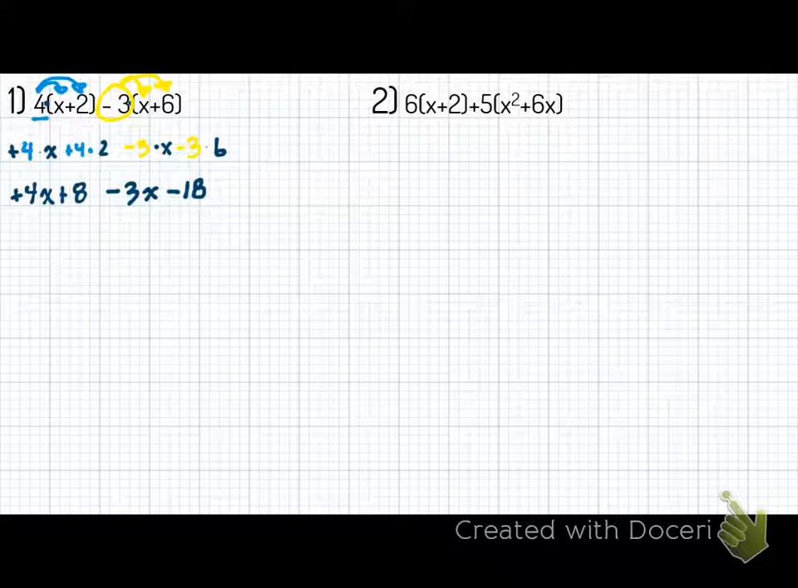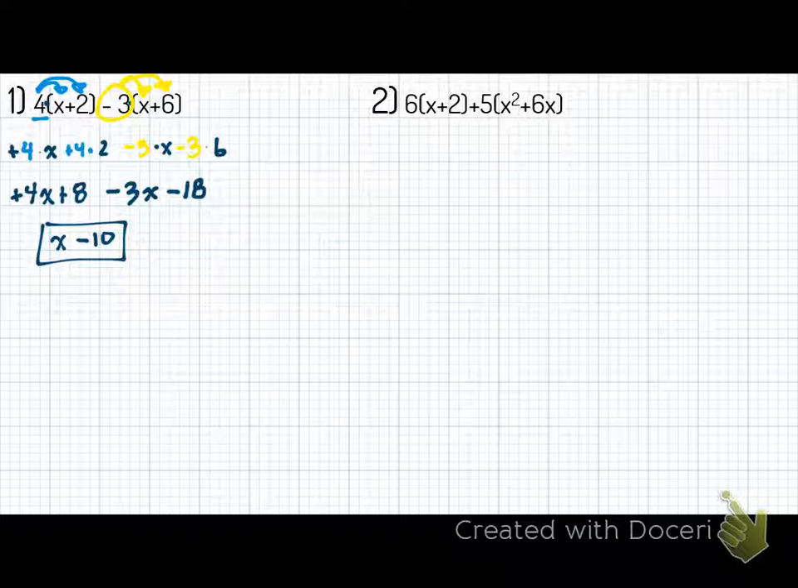This is the part where I get all the iPhones together. So I think about what's the largest exponent up here? X to the first power. So I'm going to combine my x's together. So we have 4x and negative 3x becomes x. 8 minus 18 is negative 10. And that's it. That's my answer here. Make sense? Okay, that's number 1.